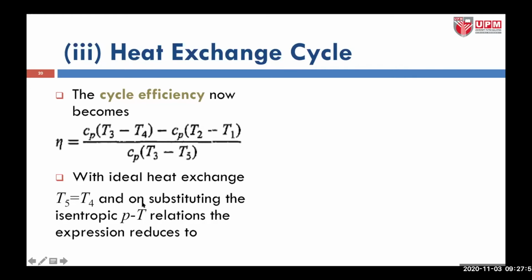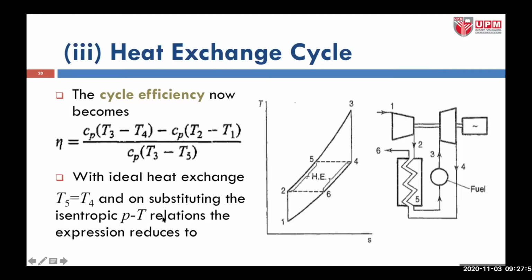On substituting the isentropic pressure temperature relationship, the expression reduces to something we will look at later on. This is the TS diagram where we have a heat exchanger just before the combustion chamber. From the compressor going into the heat exchanger, this is where we have T5, and it goes to the combustion chamber, and we have the turbine inlet temperature T3. It goes out from the turbine at T4 and comes back to the heat exchanger as T6.